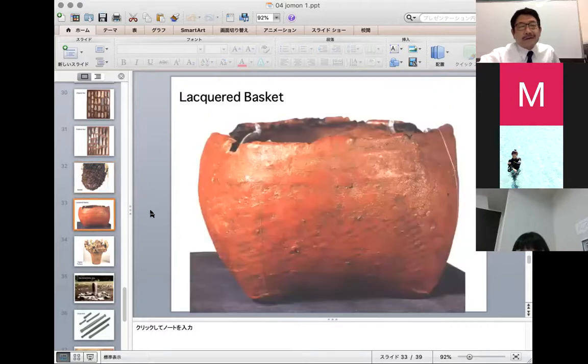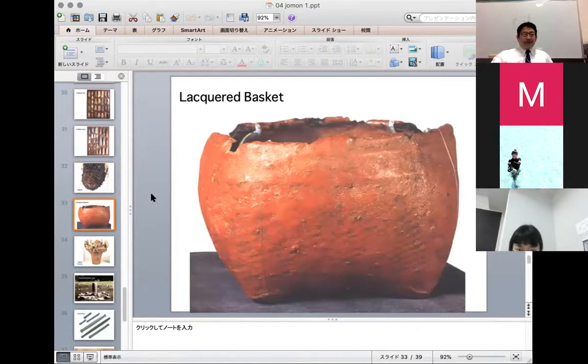And lacquer technology. Lacquer is so famous in Japanese culture, even in historic times.